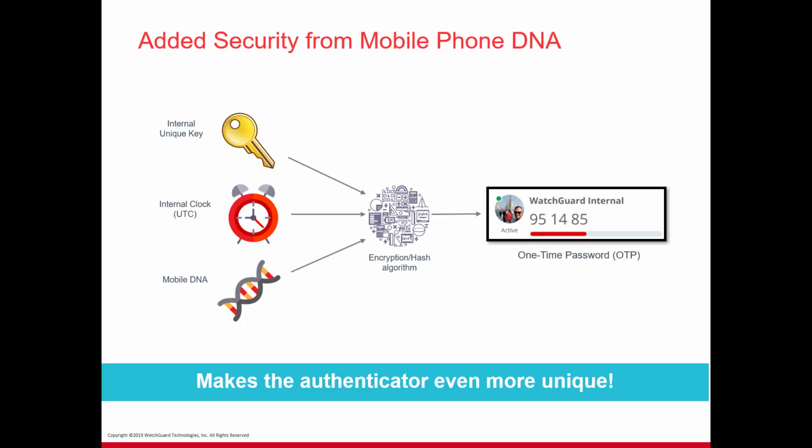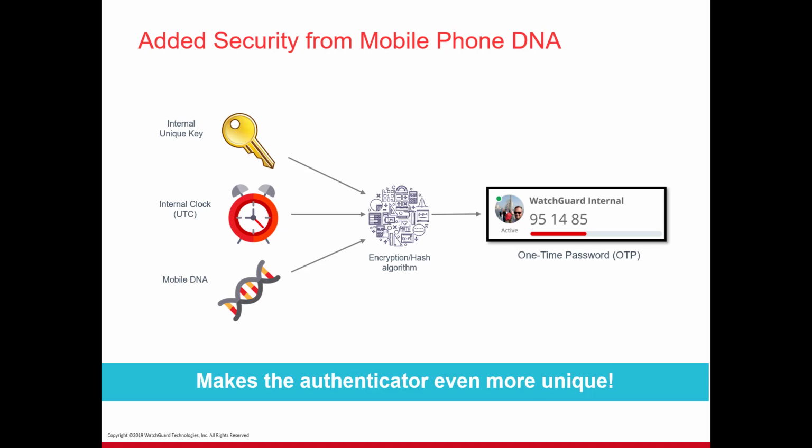Another very important AuthPoint feature is the mobile phone DNA. The generation of a time-based one-time password is done by getting the token's unique key and the current UTC time. This is the Greenwich time, always used as a time reference. This goes into an encryption and hash algorithm, and the result is formatted into usually a 6-digit OTP. Now we do it better.